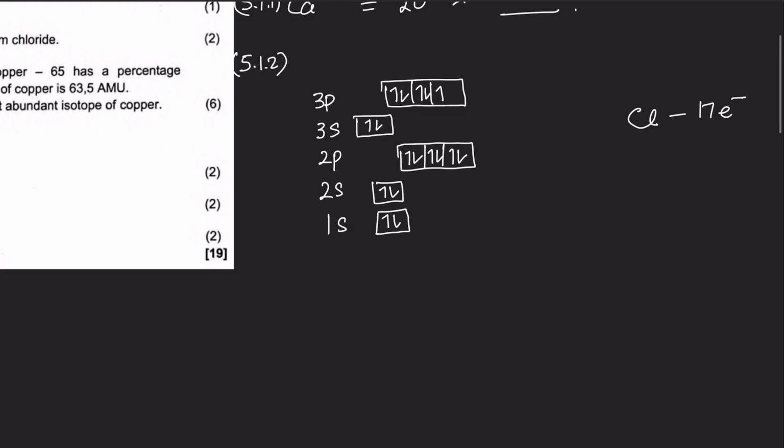Now if we want the spdf notation, all we need to do is write out the orbitals that we've used. We've used 1s, 2s, 2p, 3s, 3p. And then as exponents, write down the number of electrons that were filled. So 1s we had 2, 2, 6, 2, and then 5. So that's our answer for question 5.1.2.